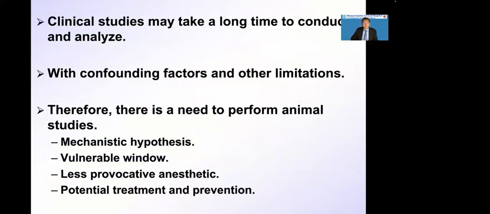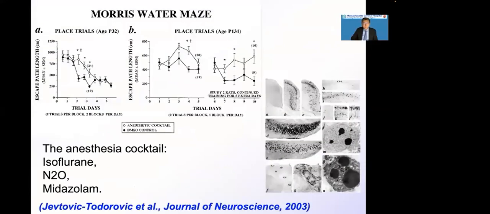So the speaker has talked very well regarding clinical studies. We all know that clinical studies may take a long time to conduct and analyze, with confounding factors and other limitations. Therefore, there's a need to perform animal research focusing on mechanistic hypotheses, vulnerable window, less toxic anesthetics, and potential treatment and prevention.